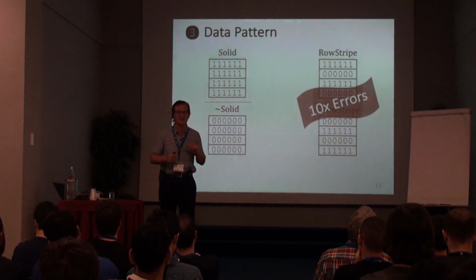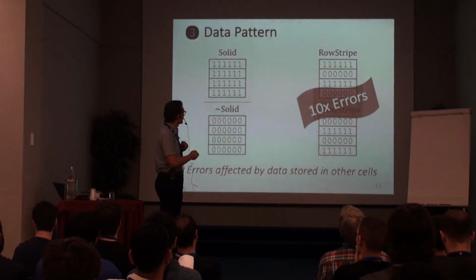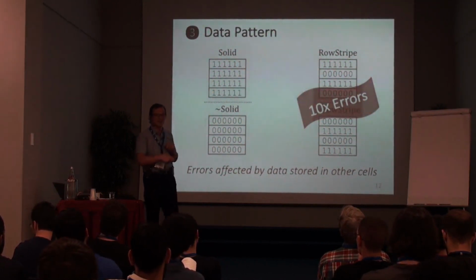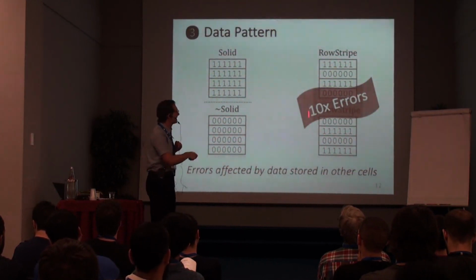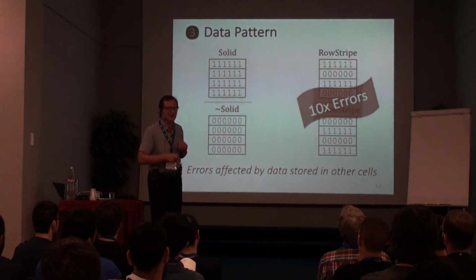These are coupling effects. It's really capacitive coupling. And you can read the paper for more detail, certainly. Basically, errors are affected by data stored in other cells, clearly. So if you really want to launch a much more effective row hammer attack, you fill the memory with data patterns that look like this, if you can guess what those are actually.